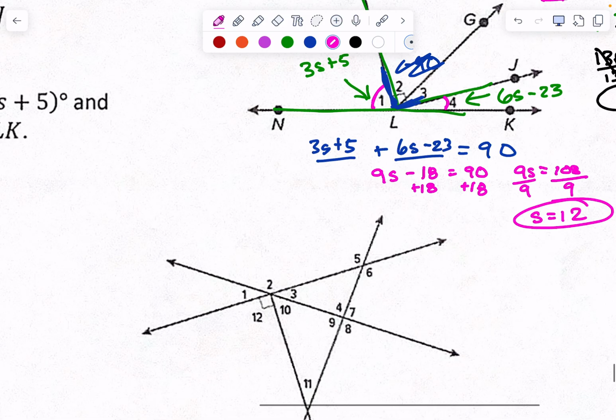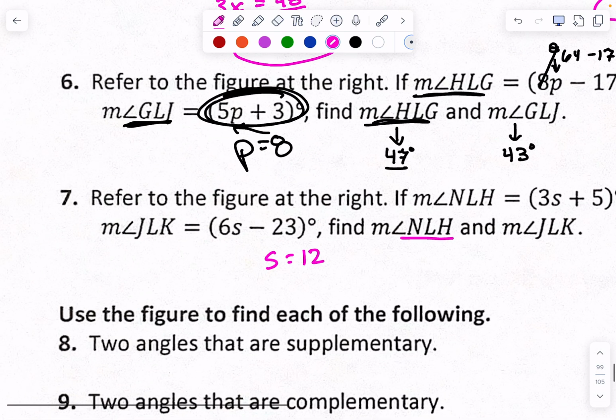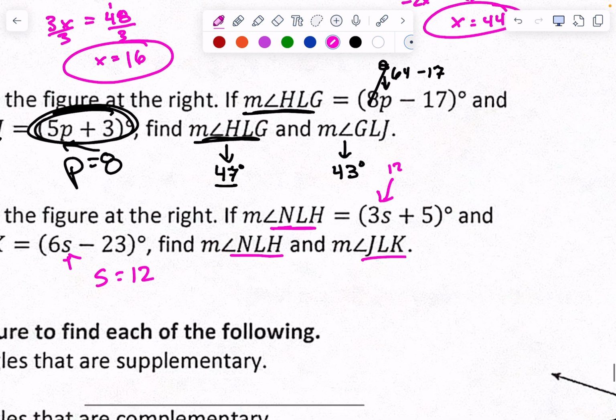All right, but then they want NLH, which means plug in here, and JLK, which means plug in there. So if I plug 12 in here, 12 times 3 is 36, plus 5 is 41. So this guy is 41. But I do know that they add up to be 90, so I know that this is 49. How's that? Looks good?